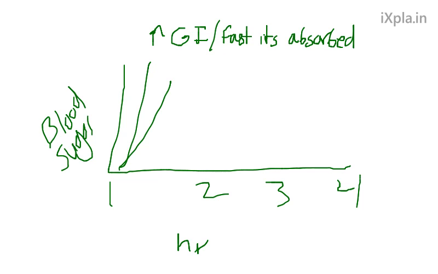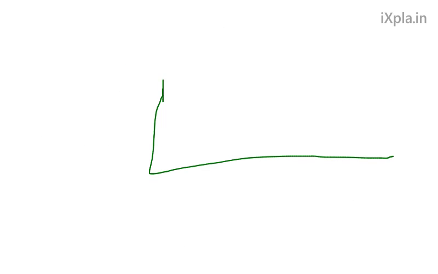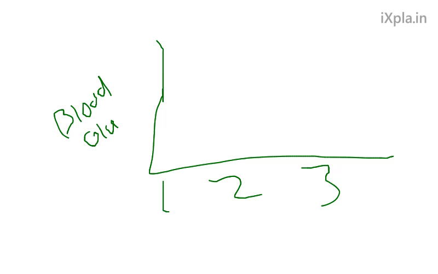Forgot you can erase individual things. Okay, so 1, 2, 3. This is blood glucose.